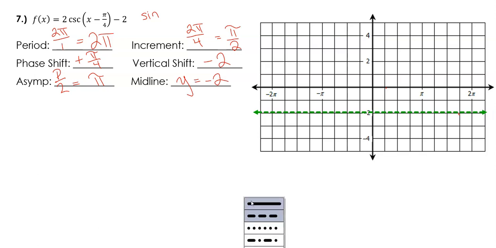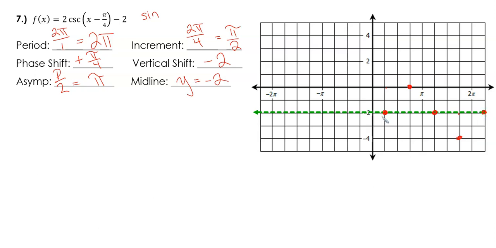All right, then from here, I know that sine starts on my midline. But I'm shifting to the right pi over 4. So I'm going to start it right here. Then we are going to go pi over 2 because my increments are pi over 2. So I'm going to go over here, and I'm going to go up to above the midline. Okay, my amplitude for the sine equation would be 2. So I don't want to go up more than 2. And then we go over, back to the midline. And then we go down to below the midline. And then we go back to the midline.